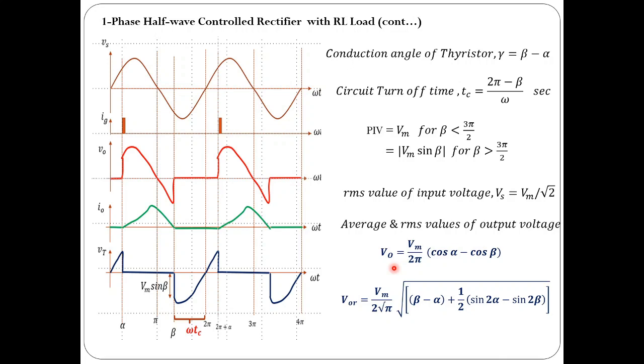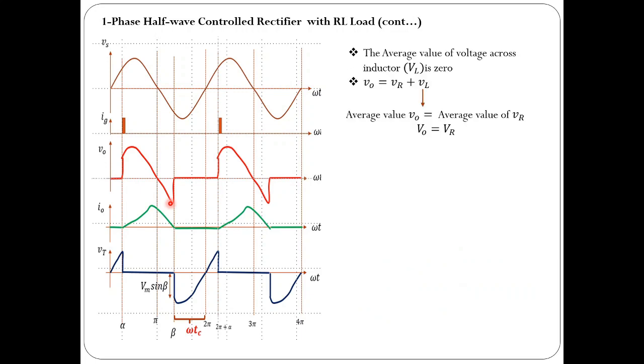Now the important thing that you have to remember is that the current wave shape is not similar to that of the voltage wave shape. That is because it is not a purely resistive load, it is an RL load. We have inductance also, so the wave shape would be somewhat different. It is completely different from the voltage wave shape. So that is also a point to be remembered.